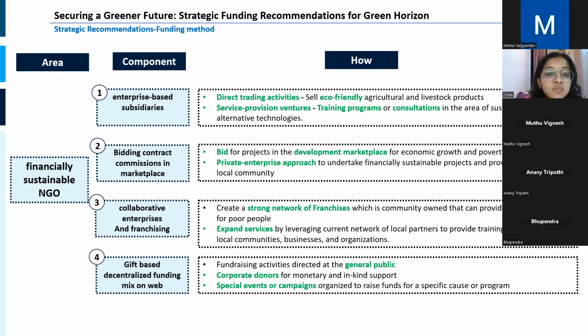And third will be collaborative enterprise and farm franchising, so they can earn a sum of dividend after expanding their services with local partners. This can be their third source of revenue. The fourth one we have suggested is a gift-based decentralized funding mix on the web, where they can let other donors come and fund this eco-friendly product. So can you go to the next slide?